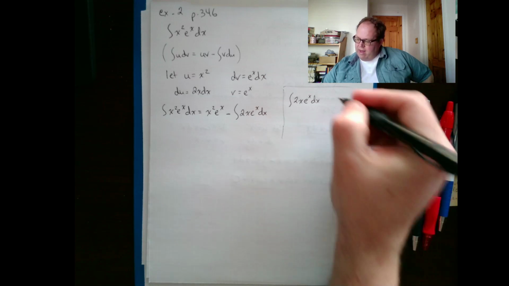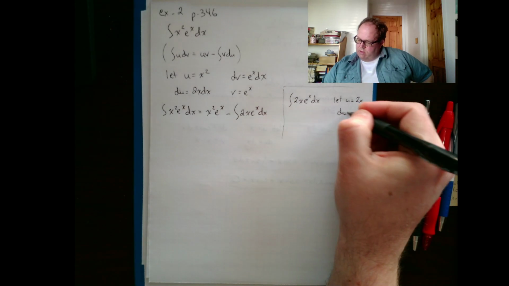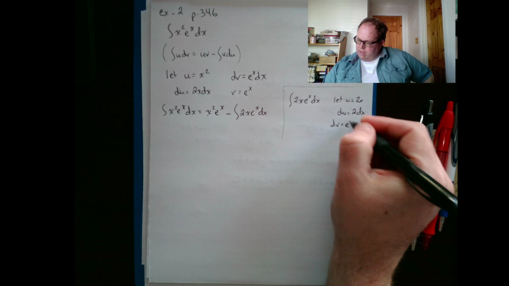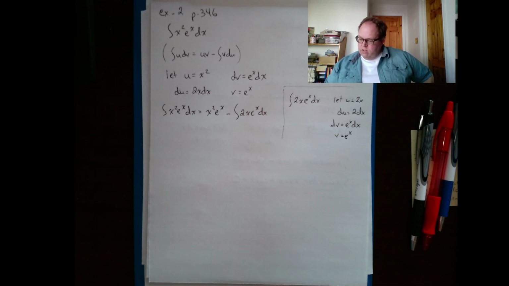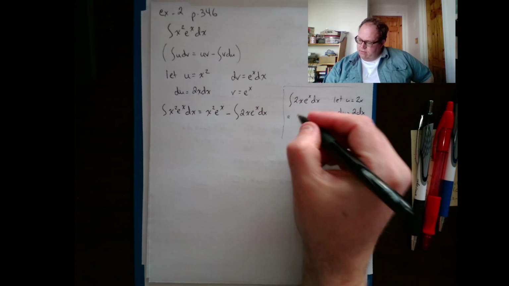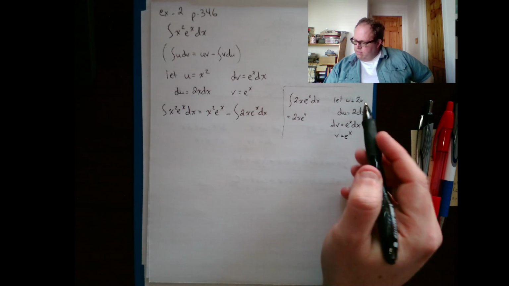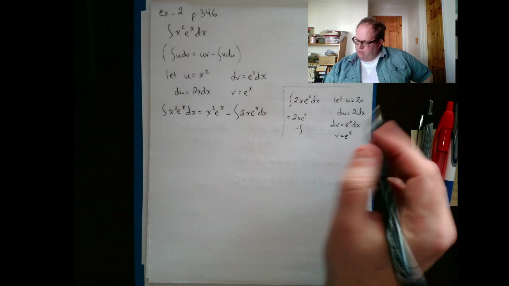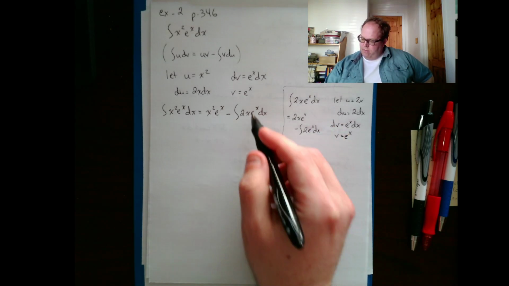If I were just dealing with that, I'd let u equal 2x. So du equals 2 dx. And I let dv equal e to the x dx, so v just equals e to the x. Churning through my integration by parts on just this little integral, I have uv, 2x e to the x, minus the integral of v du, which is just 2 e to the x dx. And I'm going to put this in for my integral here.